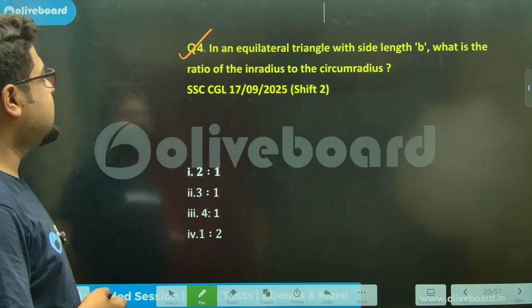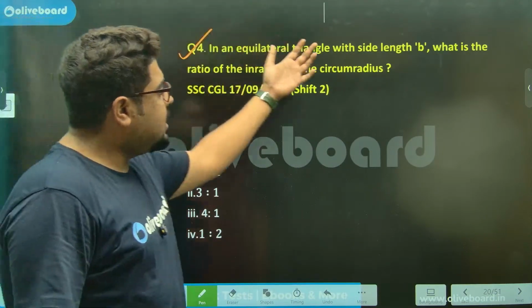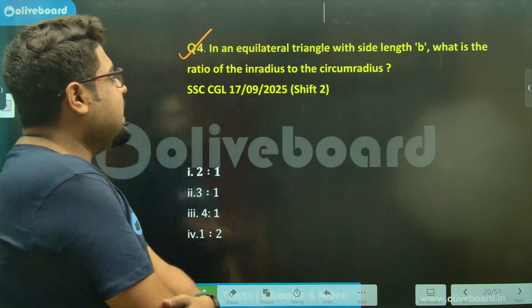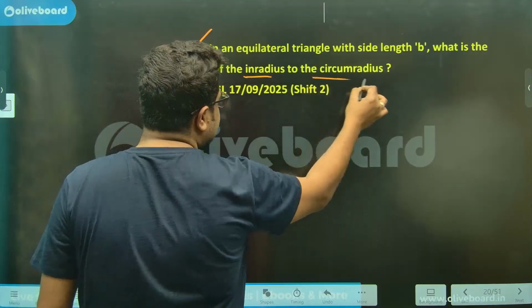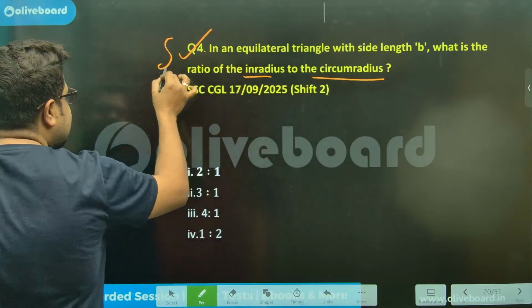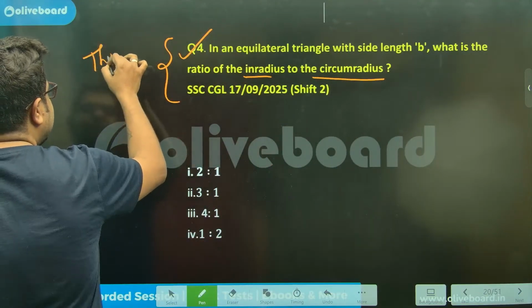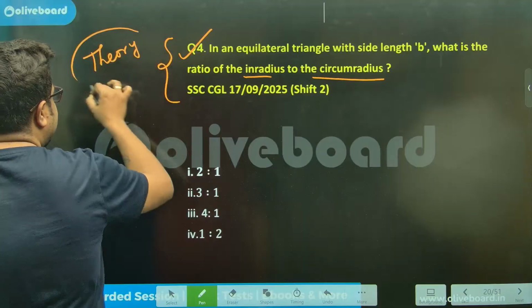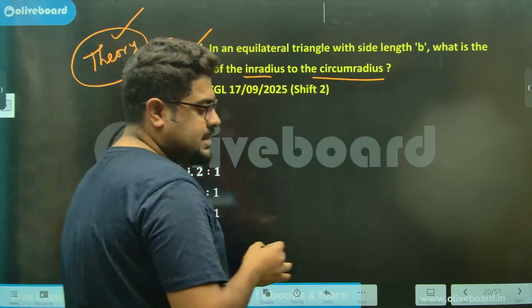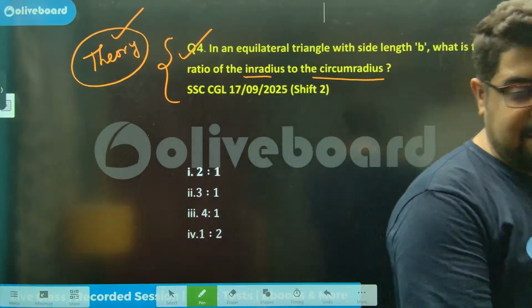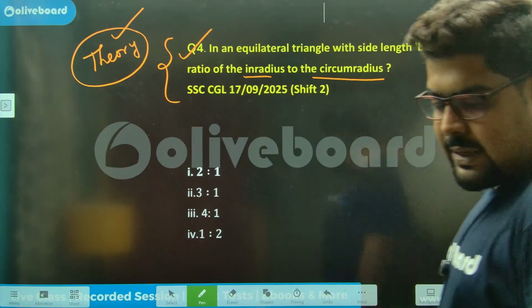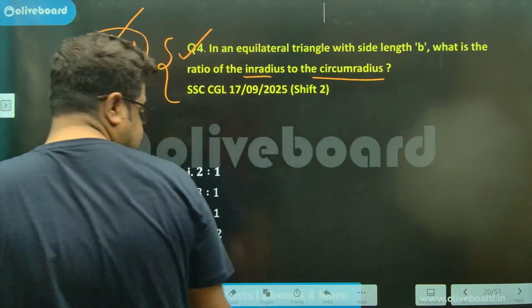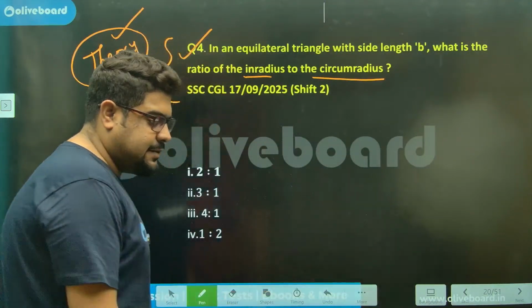Next one. In an equilateral triangle with side length B, what is the ratio of inradius to circumradius? We have already done this as part of our theory, in the beginning of the class today. Tell me the answer, please. 10 seconds. Inradius first, then the circumradius. Tell me the answer, please, everyone.